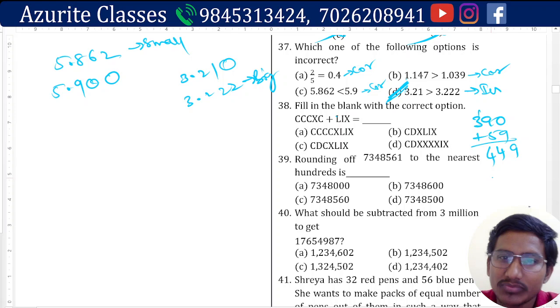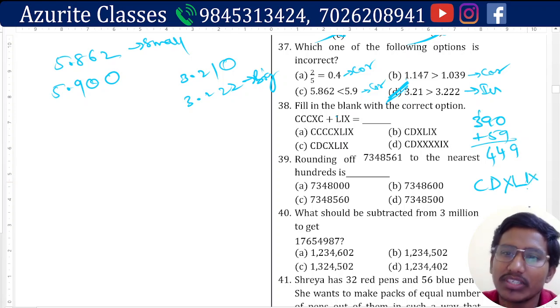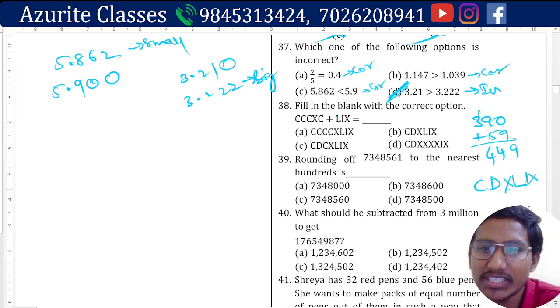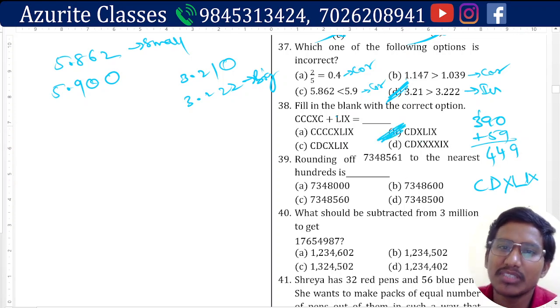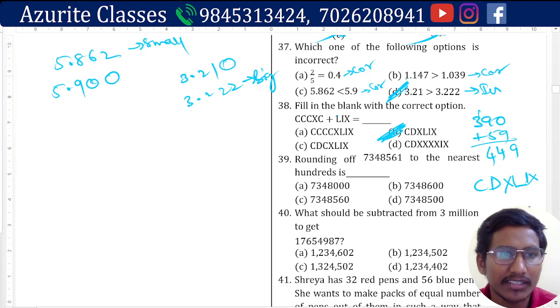So that is how much? D will be 500, so we have to subtract C here. CD will be 400. So 49 means X, so L will be 50, and from that we have to subtract 10, so 40, and then IX, 9, so 49. So this is how CD XL IX. CD XL IX is option B for the 38th question.